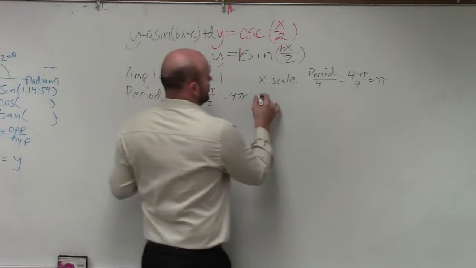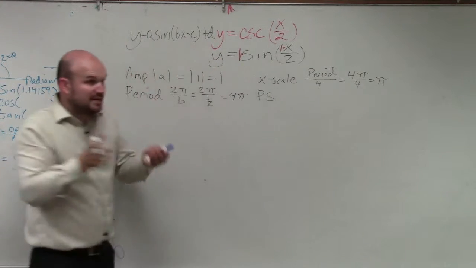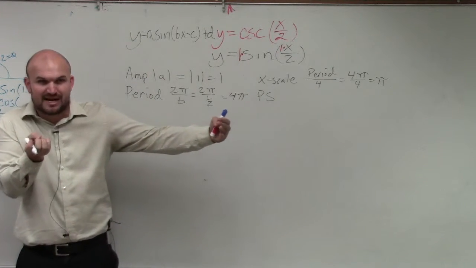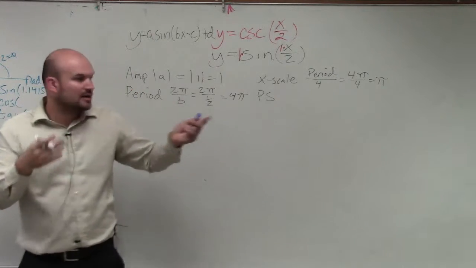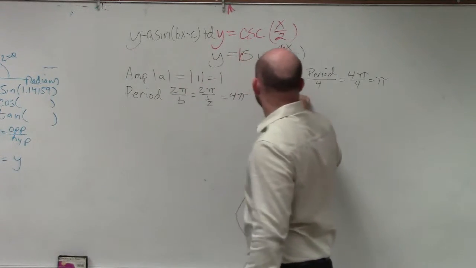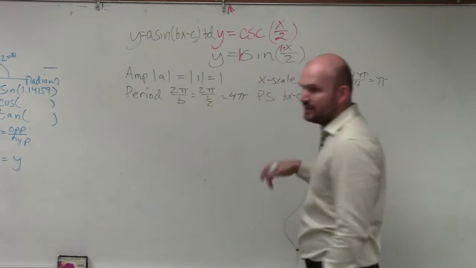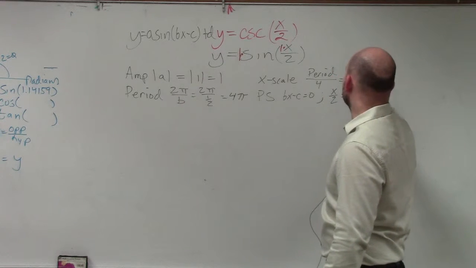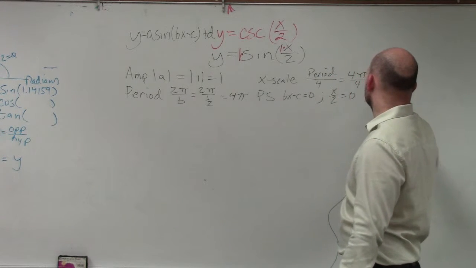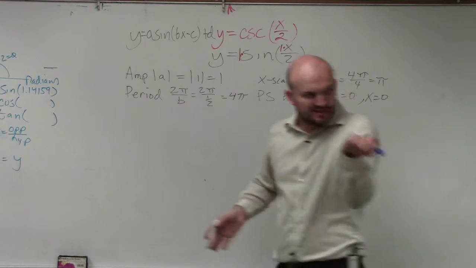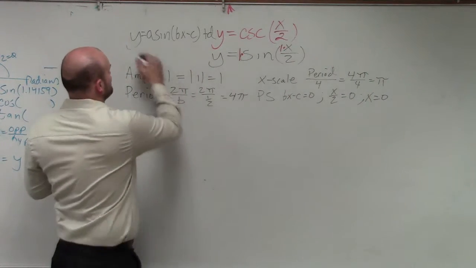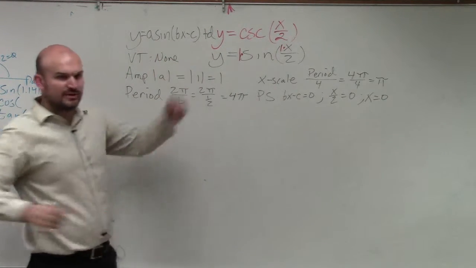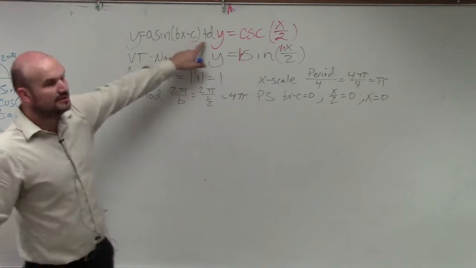The next thing is your phase shift. Remember I graphed the initial period. The initial period technically starts at 0 for sine and cosine. So if we're shifting it at all, that's our phase shift. All you do is set bx minus c equals 0 and see what the value of x is. In this case, I have x divided by 2 equals 0. When I solve, I get x equals 0. So there is no phase shift. It's going to start at 0. And the last one is my vertical translation. I'm not adding or subtracting anything, so that's none.